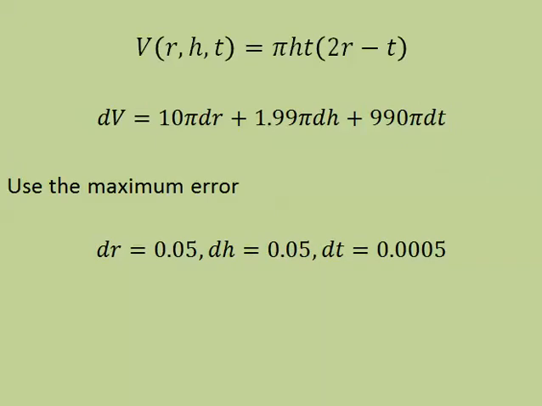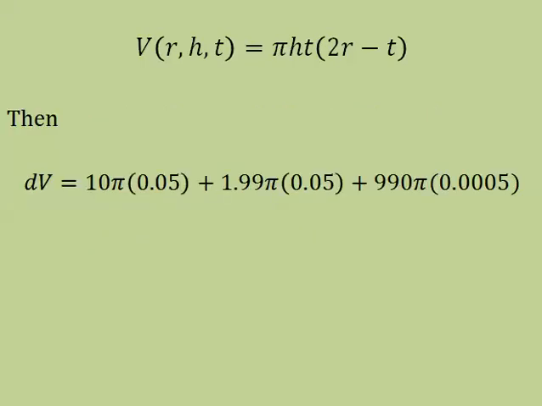Let's assume a maximum positive error in all measurements. Then the dV is given by this expression. This is the maximum possible error. I can simplify it or even approximate it to 3.44 cubic centimeters.